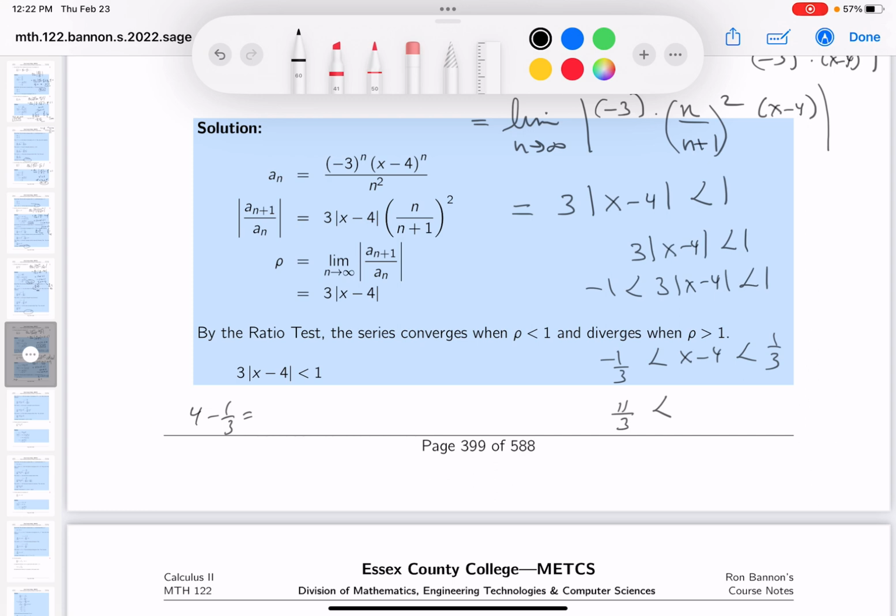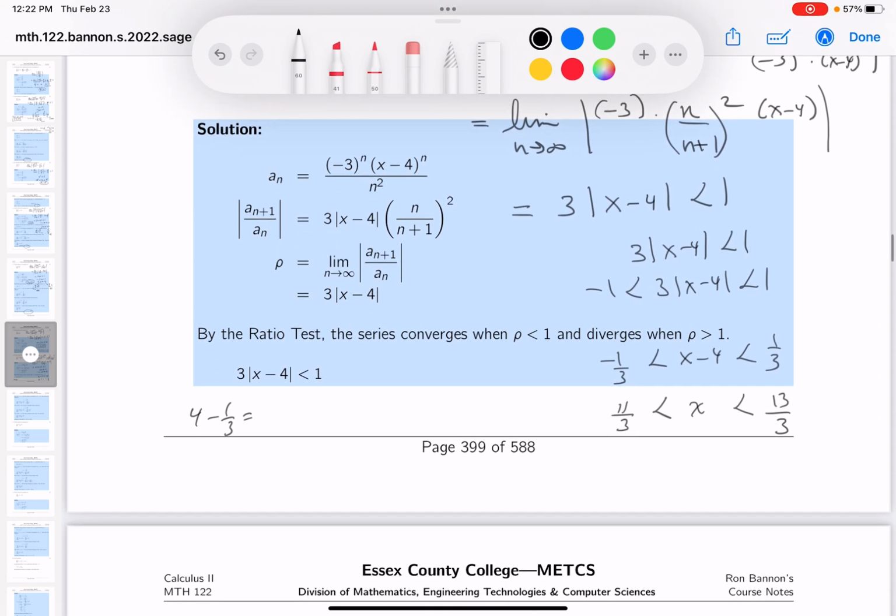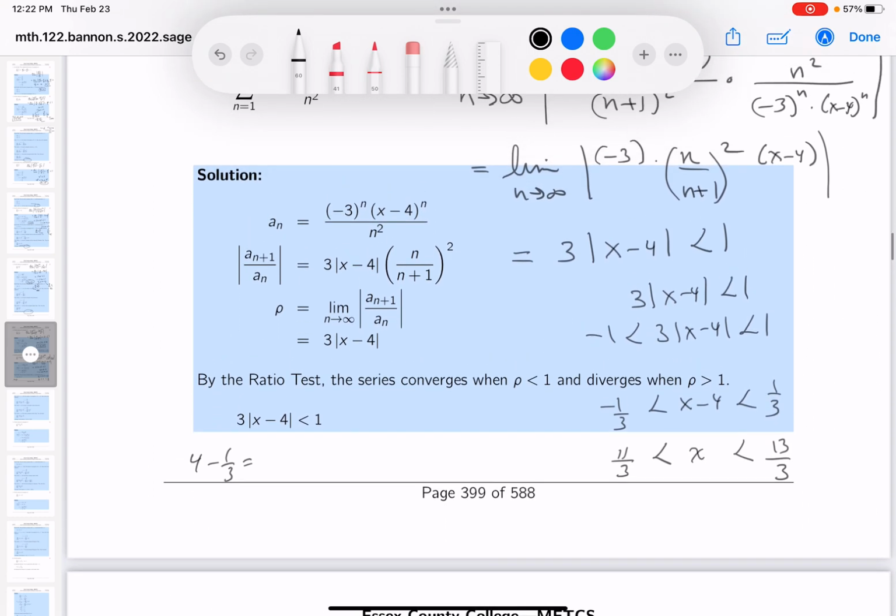Let me see if I did that right. 12 minus 1, so yeah, 11/3. You get x over here, and then I'm going to do 4 plus 1/3. So it's going to be 12 plus 1, which is 13/3. All right. Now, granted, they did ask for the interval, so I have to look at the endpoints now and see what happens.